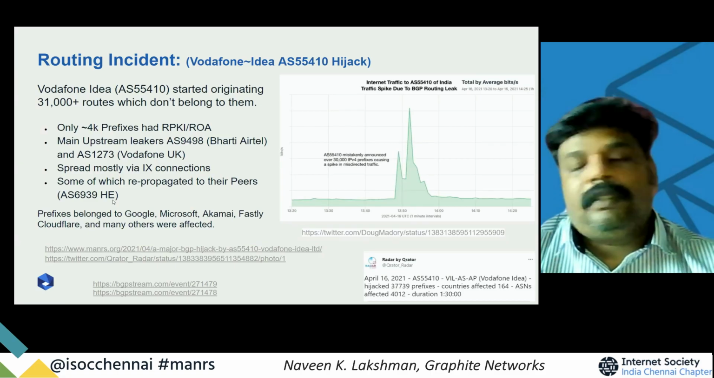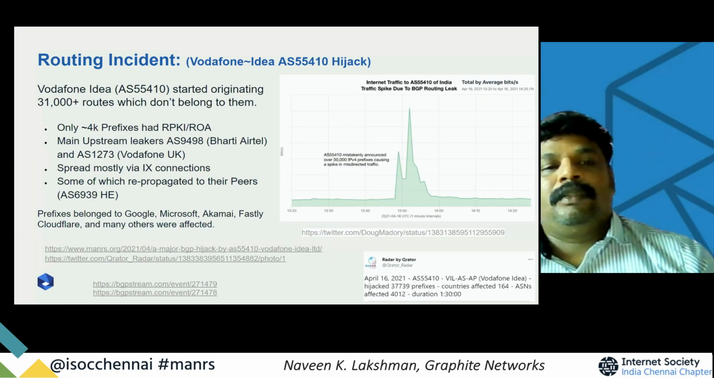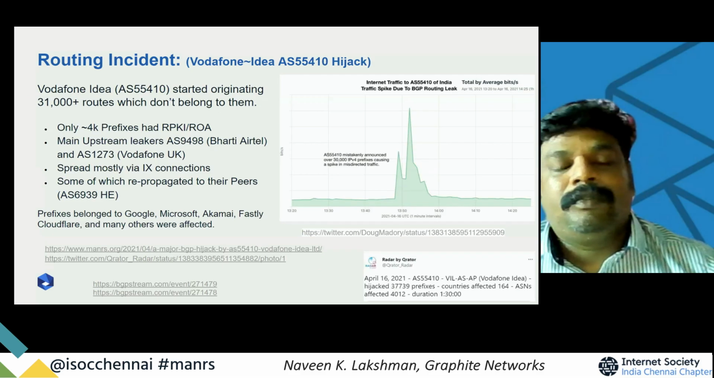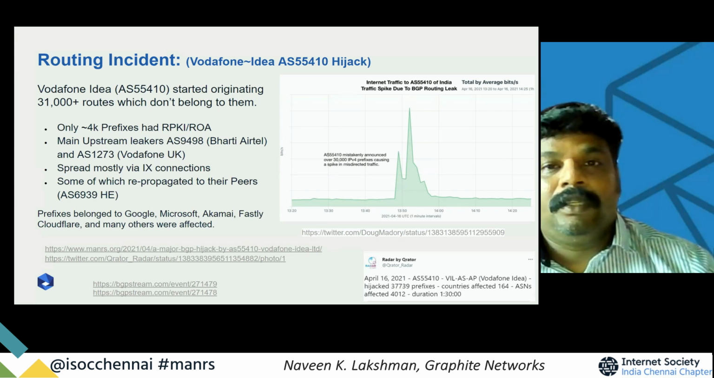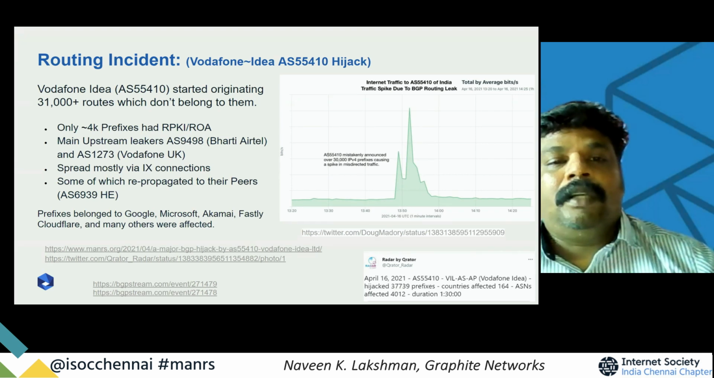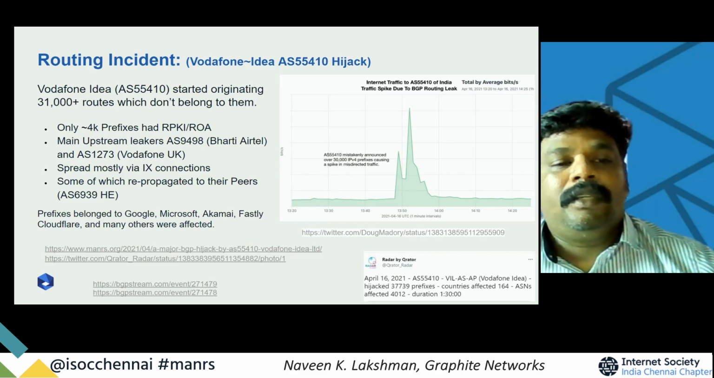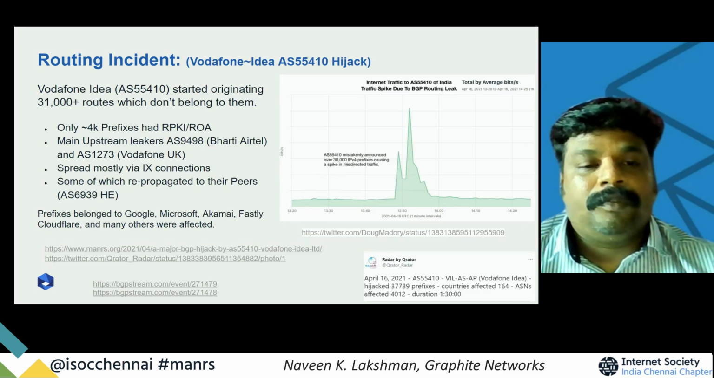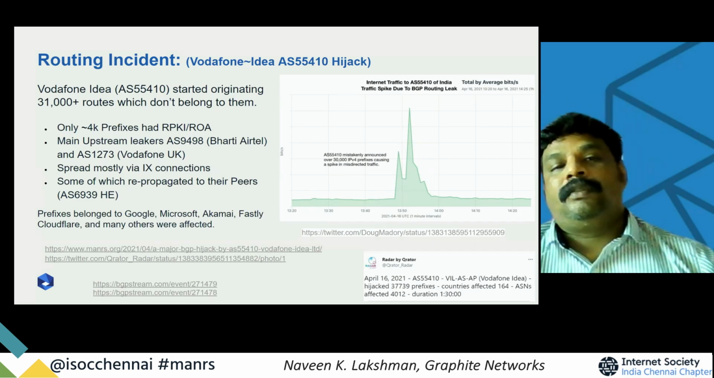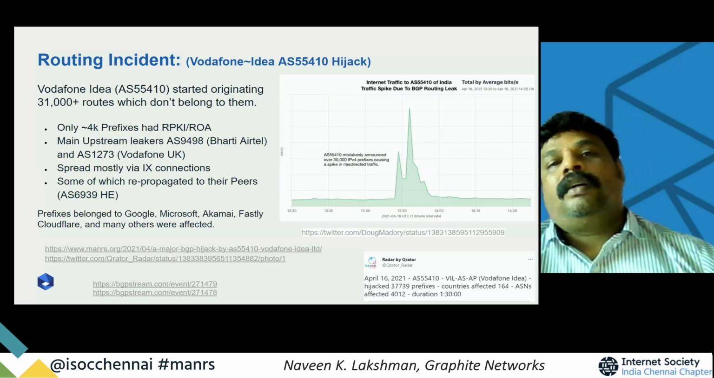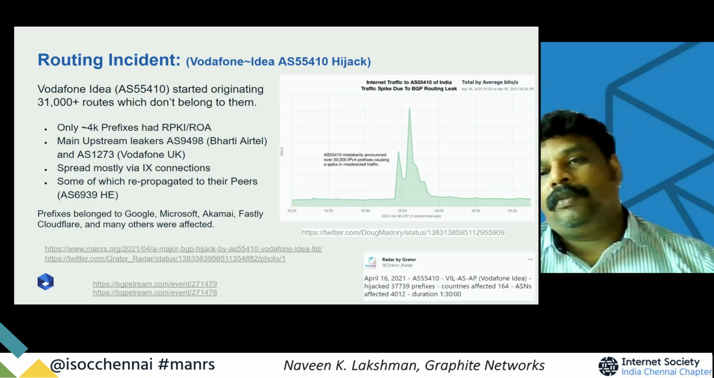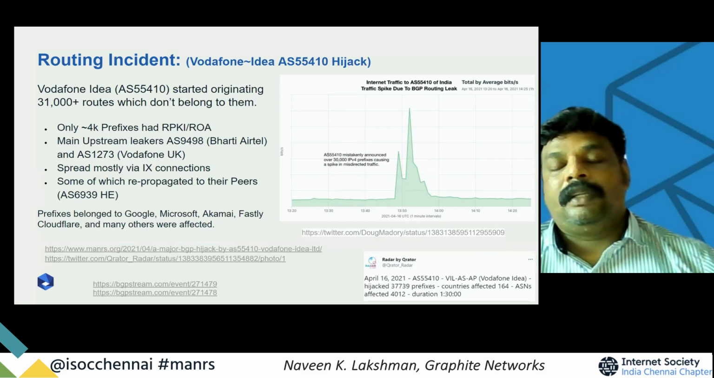And the recent Vodafone incident, I guess it was on April 16th. Vodafone started originating 31,000 prefixes which don't belong to them. There were also about 4,000 prefixes which were ROA-assigned or RPKI-assigned. It affected Bharti Airtel and Vodafone UK, and it propagated to Hurricane as well. Prefixes for Google, Microsoft, Akamai, Cloudflare and others were affected. That was a case of hijack. These were just a couple of incidents, and if you go to bgpstream.com, you can see lots of incidents on a daily basis. Around the globe, they detect incidents like hijacks or prefix leaks.